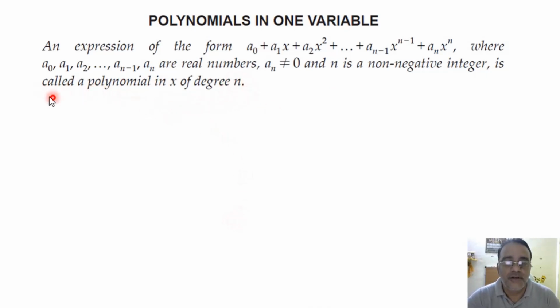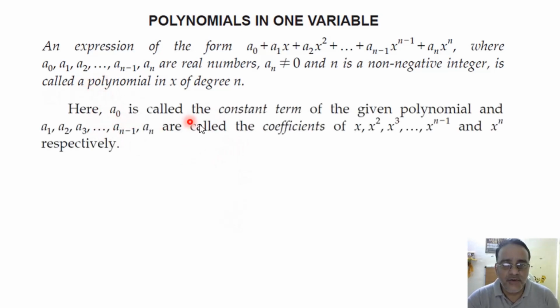Here a0 is called the constant term because there is no variable here. This is the constant term of the given polynomial, and a1, a2, a3 up to an are called the coefficients of x, x square, x cube, so on up to x to the power n respectively. Respectively means the coefficient of x is a1, the coefficient of x square is a2, the coefficient of x cube is a3, and lastly the coefficient of x to the power n is an.